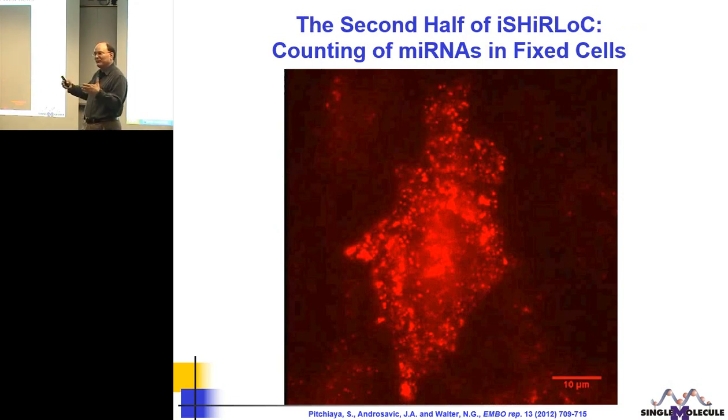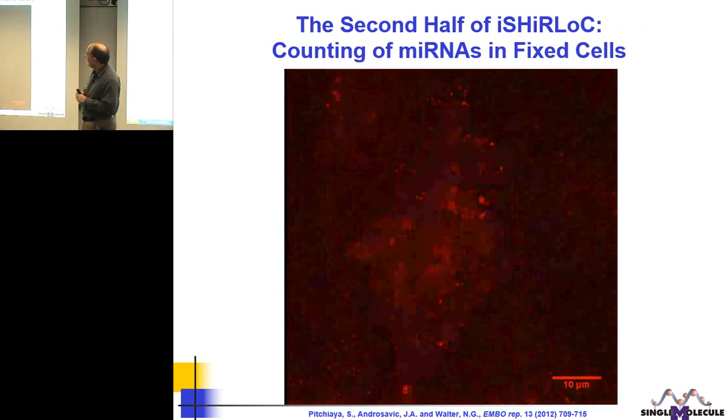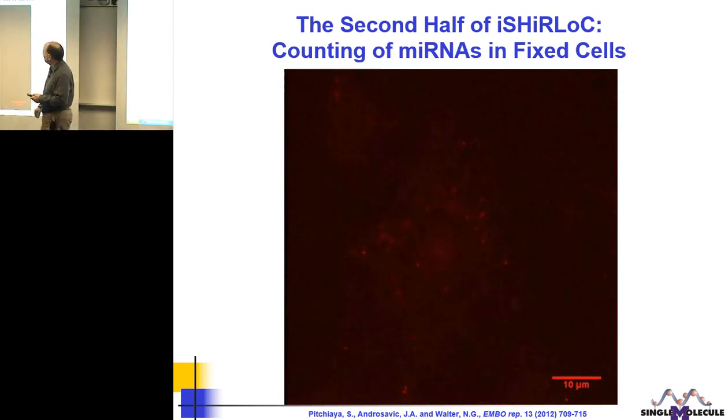And that, again, uses the fact that each microRNA has a single fluorophore, so we can count the number of microRNAs by the number of fluorophores. And the way this looks is shown here in this little movie. This is, again, the HeLa cell. Nucleus would be here. And then you see a lot of spots here. And then they disappear over time in kind of a digital fashion.